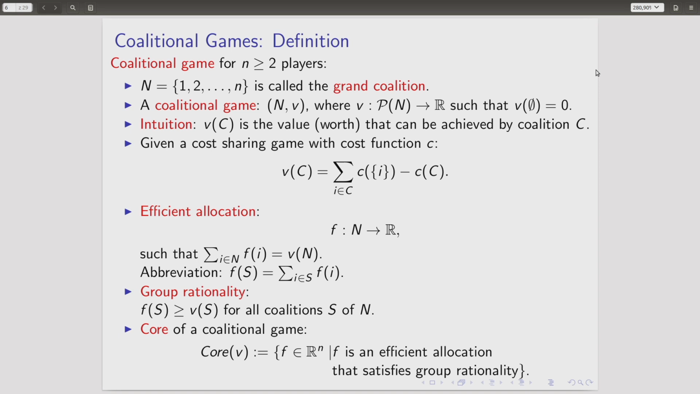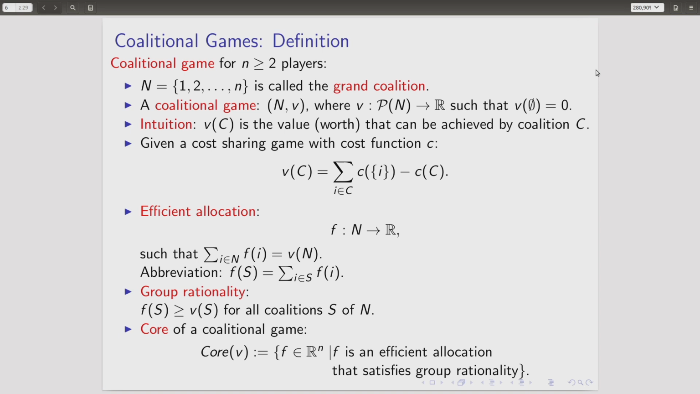So this means that what the group can generate, which is F from S, is at least as good as they would get if they just act on their own. So this is that the group is interested in participating. So this was an example with cost. Here it is with those values, but it is the same.